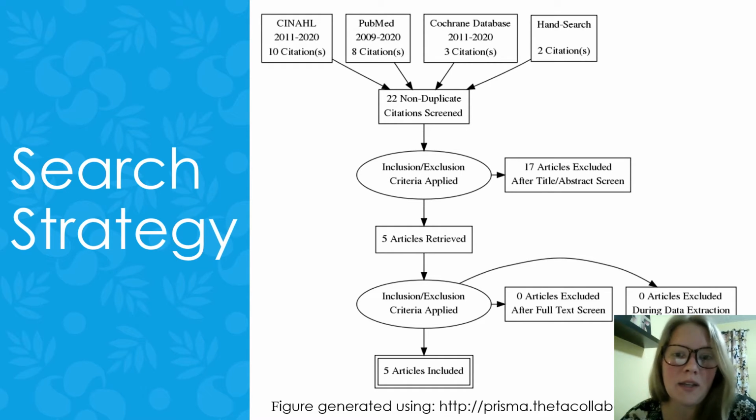Keywords used to organize the search include critically ill or critical illness, and physical rehabilitation or early mobility, and ICU acquired weakness. I was looking for academic journals written in the English language between the years 2009 and 2020.